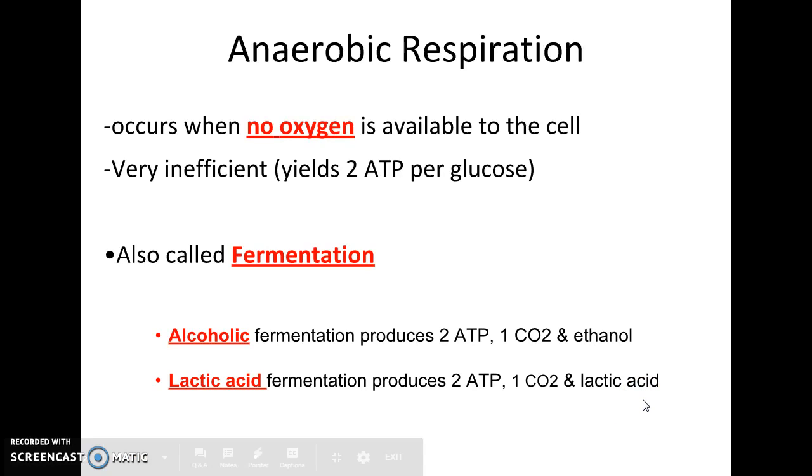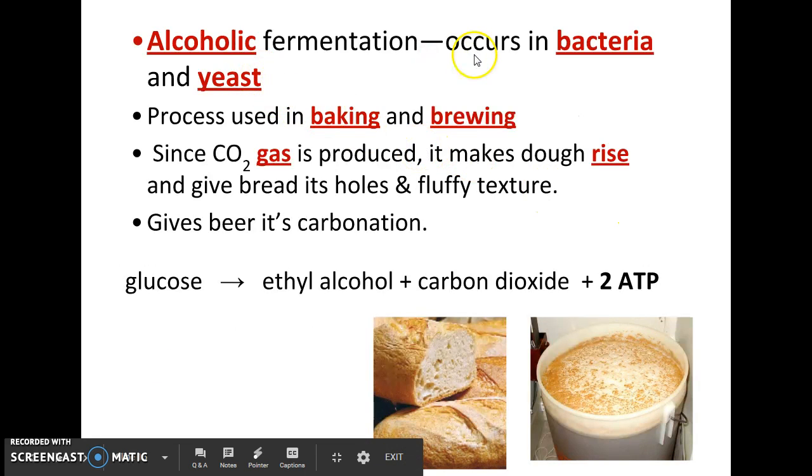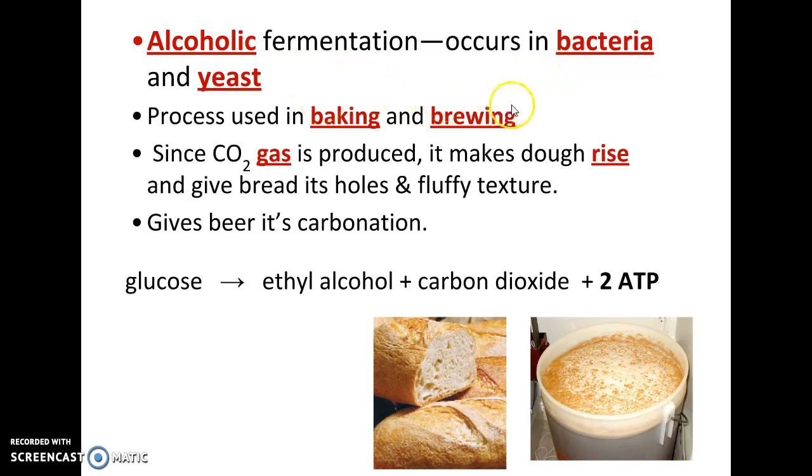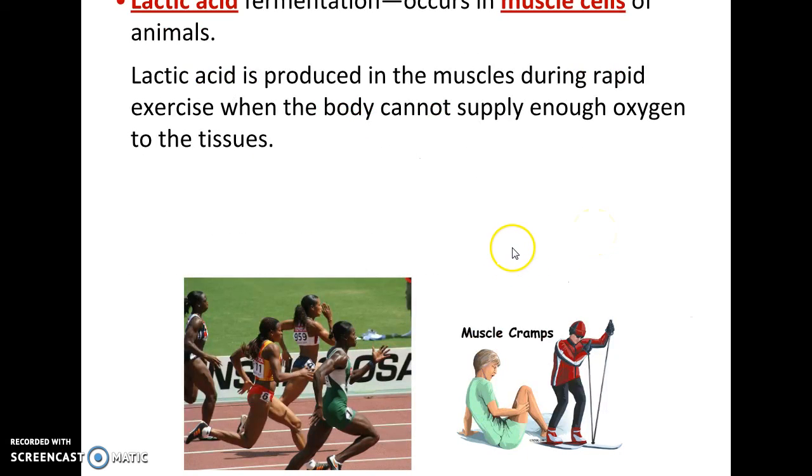That lactic acid builds up in your muscles, and that's what makes you sore after you exercise for a long period. All right, so we mentioned alcoholic fermentation occurs in bacteria and in yeast organisms, and we use this to our advantage, and we bake wonderful, fluffy bread that has big, giant air holes made by carbon dioxide, and beer and wine are also made in that same process. And like we said, lactic acid fermentation occurs in the muscle cells of animals.